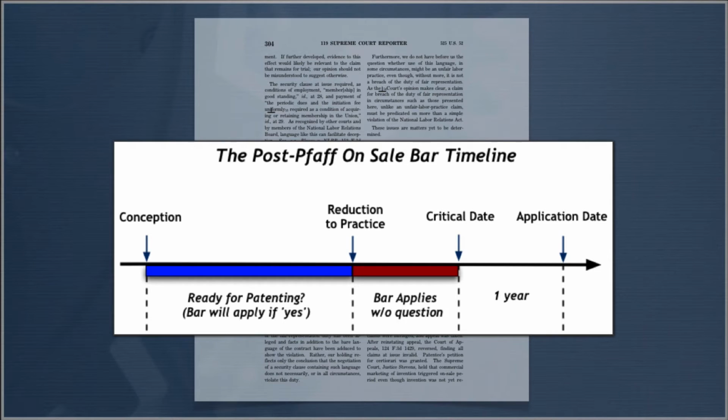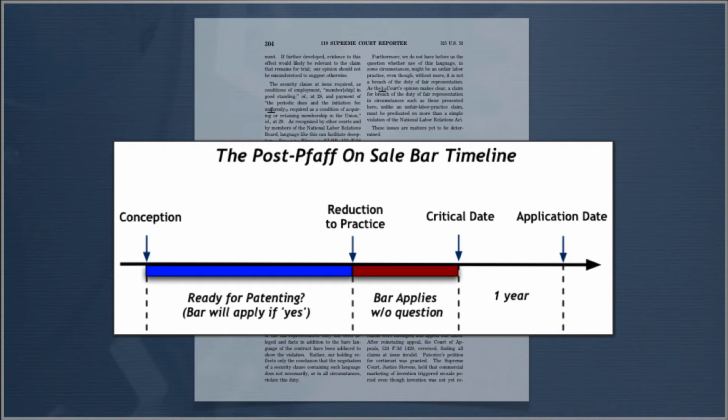So what Pfaff holds, right, is that once you've reduced your invention to practice, you have clearly gone far enough to create a bar triggering event, right? So certainly once you have reduced to practice. All right, what does reduced to practice mean? Typically, we think of reduction to practice as the creation of a prototype, right? That's the classic reduction to practice. You've created a prototype that has all of the elements of the claim worked out, okay?